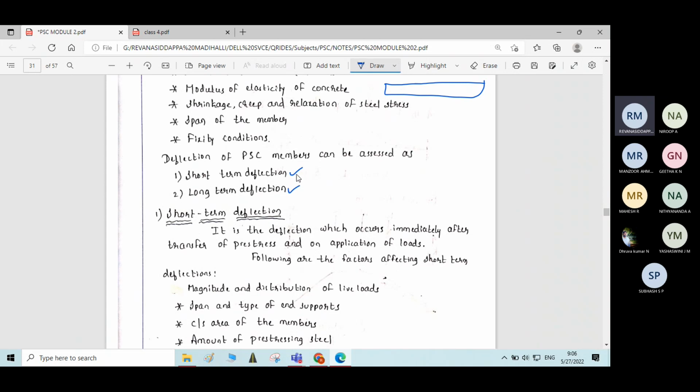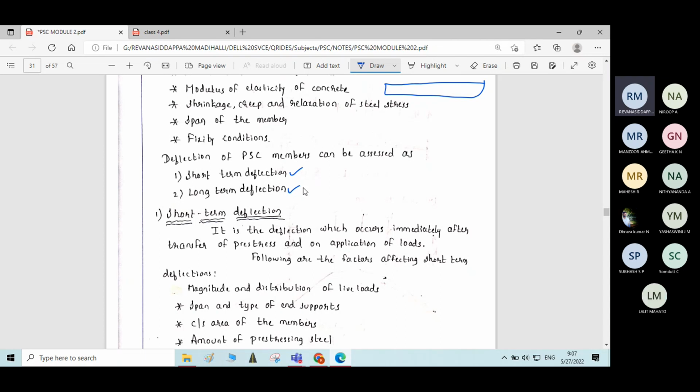Short-term deflection is the deflection which occurs immediately after the transfer of the pre-stress, on application of loads. Immediately, within a short period of time, the deflection that occurs in the PSC beam is called short-term deflection. Long-term deflection is a time-dependent deflection. It will occur over a longer duration.